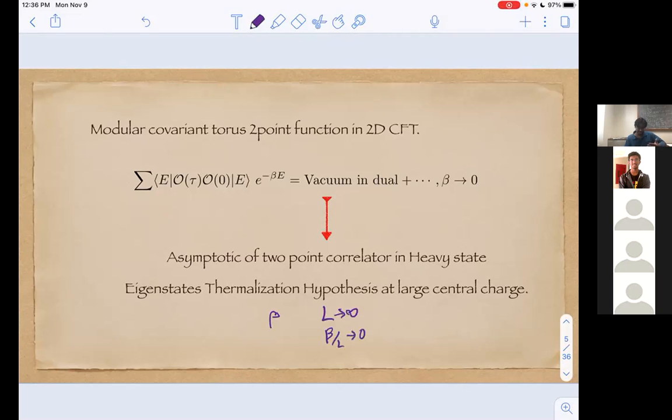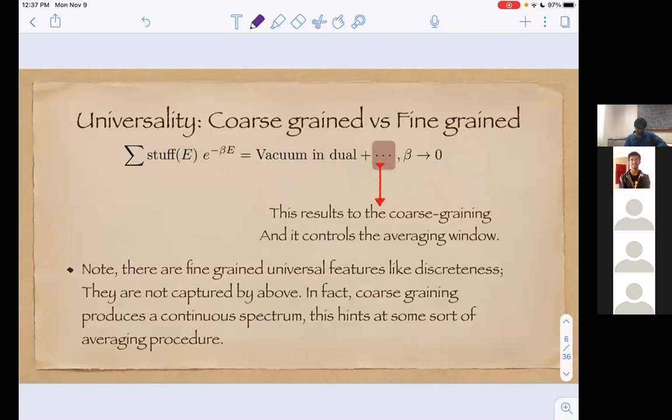And here, most of our focus is on a slightly different limit where we have central charge going to infinity and delta over C is finite. At least in the context of this talk, whenever I am talking about the torus two-point function, I'll be mostly focusing on this quantity unless otherwise mentioned. Okay, so moving on.